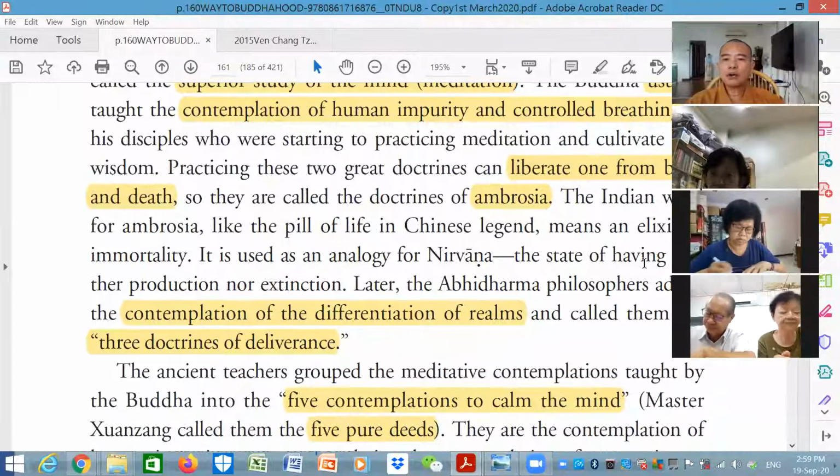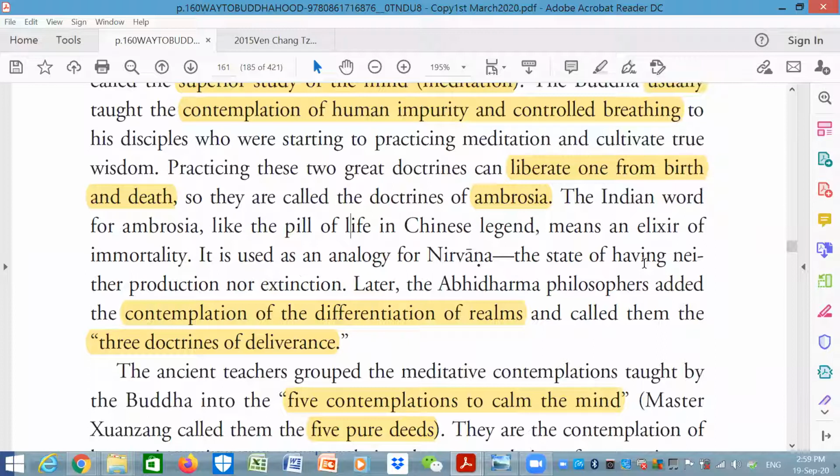Now, where we see later Abhidhamma philosophers add the contemplation of the differentiation of the realm. Class, the realm means the four elements. So just jot down four elements: 地水火风, earth, water, fire, and wind elements.